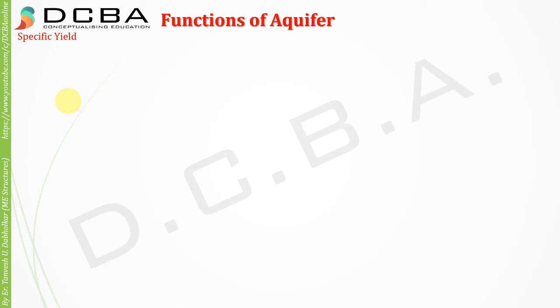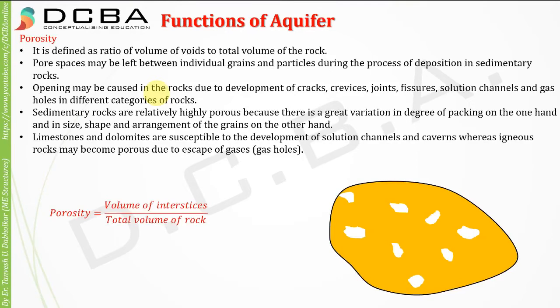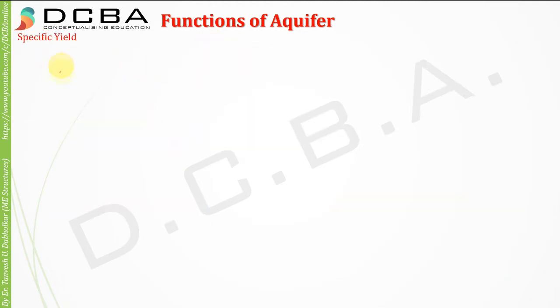So in this video lecture, we will be continuing with our previous topic of functions of an aquifer, and in the last topic we had studied about the porosity. So if you don't remember it, let me just show it to you. Porosity is what? It is the ratio of volume of pores, or we call them volume of interstices, divided by the total volume of the rock. Correct. So now let us study what is specific yield.